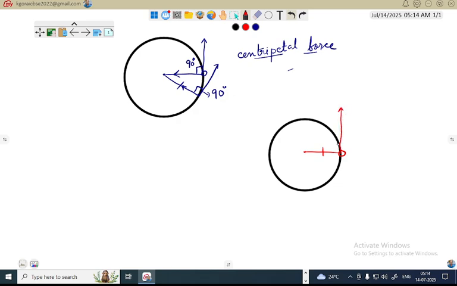Tangential means 90 degrees to the radius. At this moment, this particular object moves in this direction. If the object is here, then it will move tangentially. Tangentially means 90 degrees to the radius. That is what is called tangentially. It will go off along this direction, right? That is why we call it tangential.